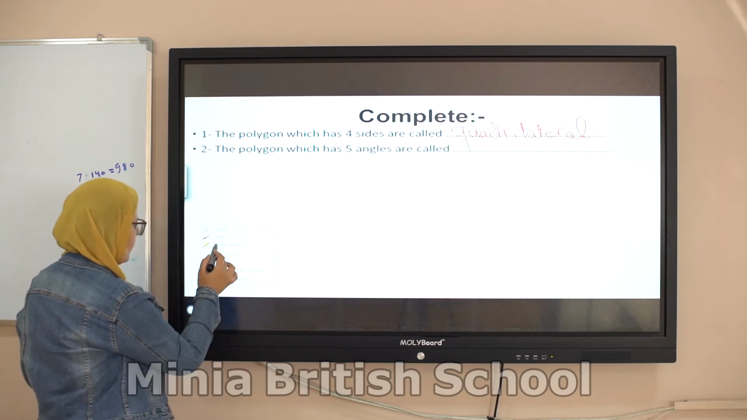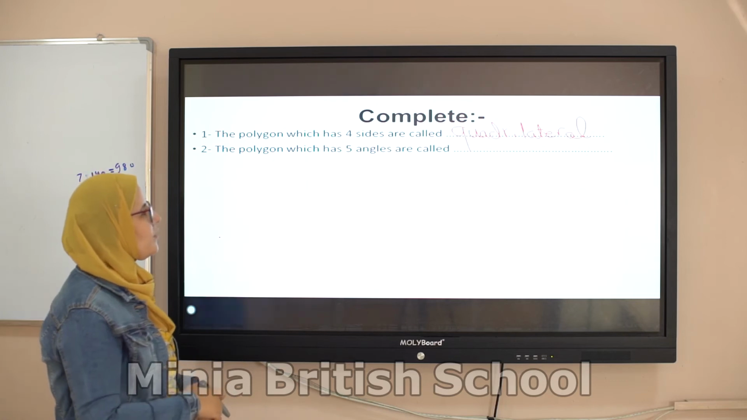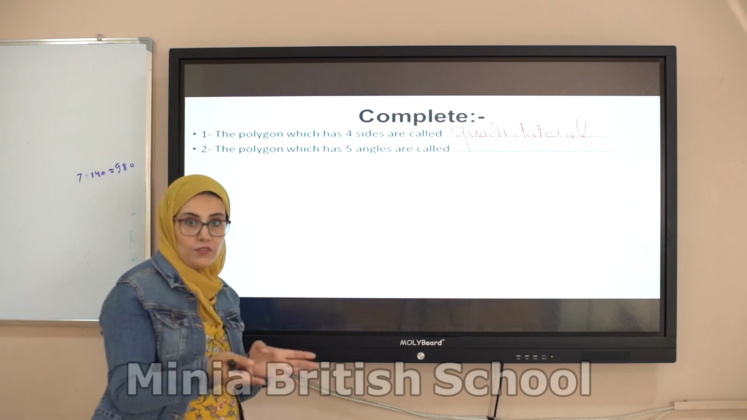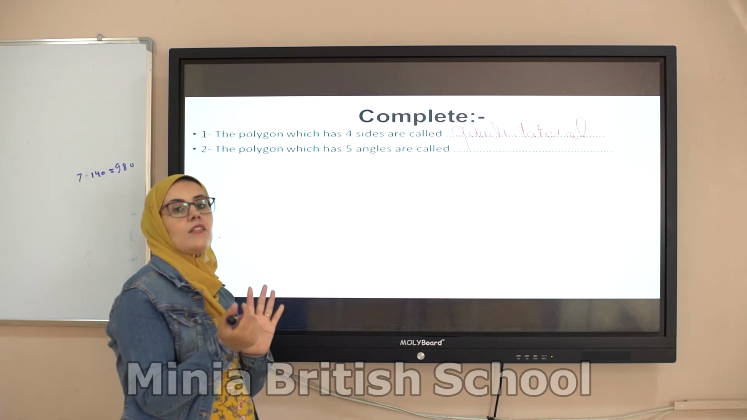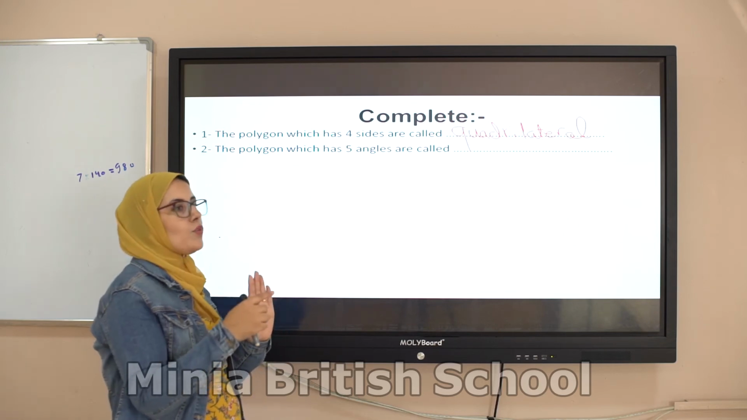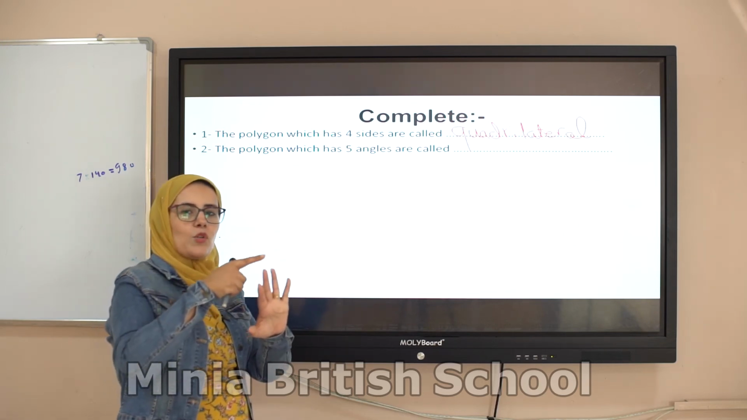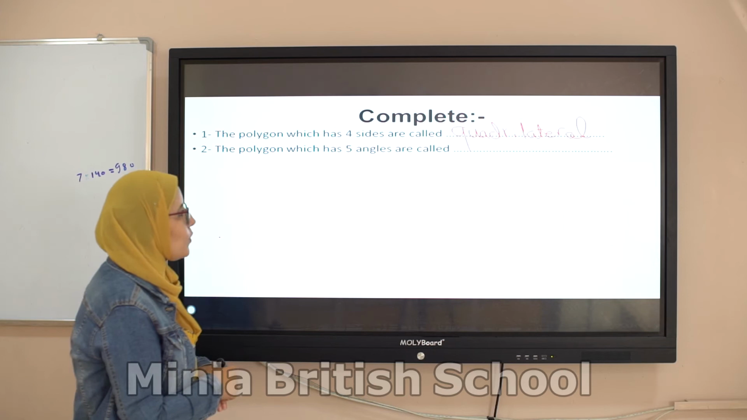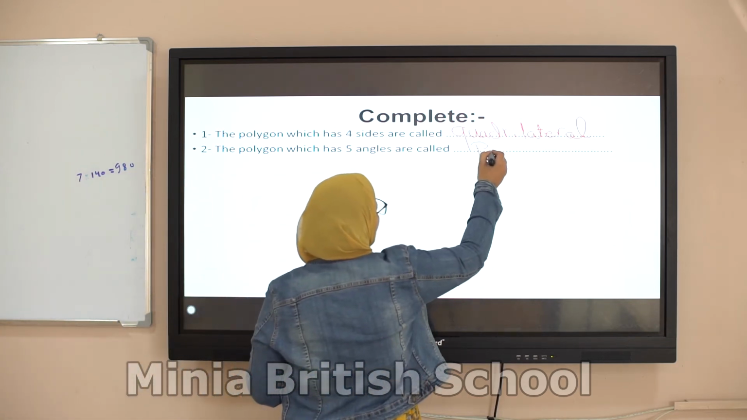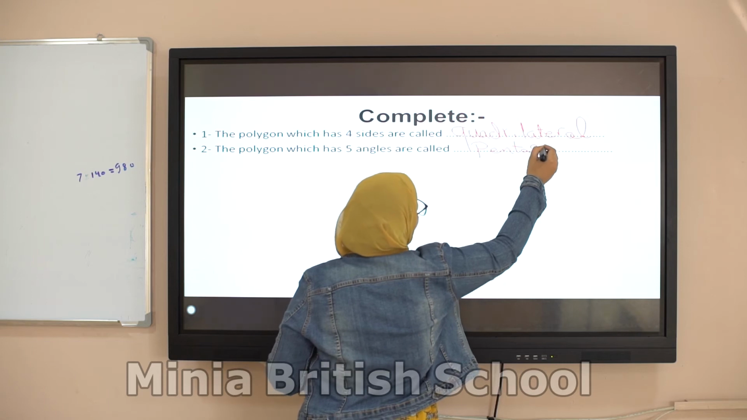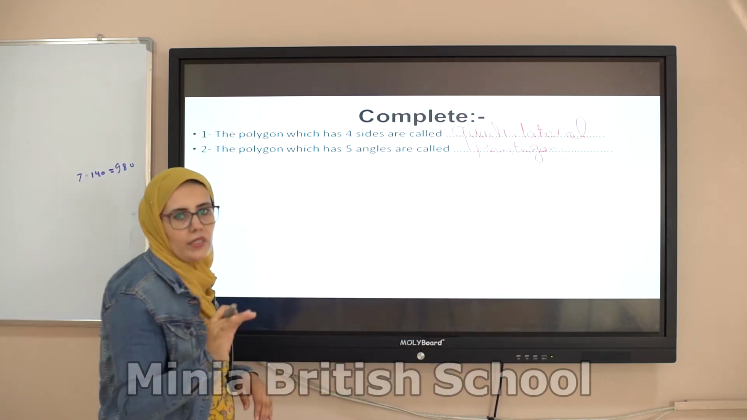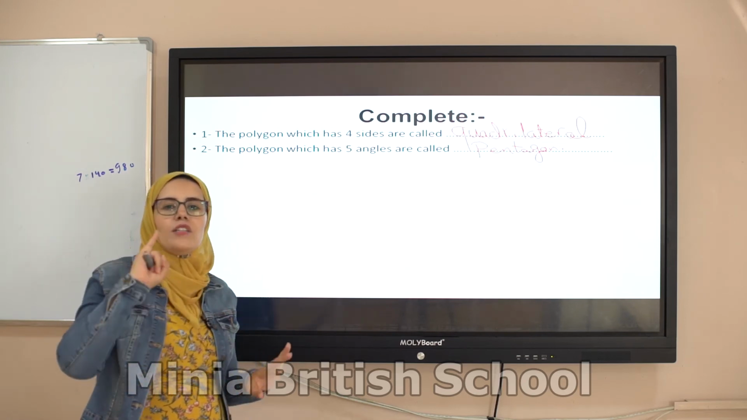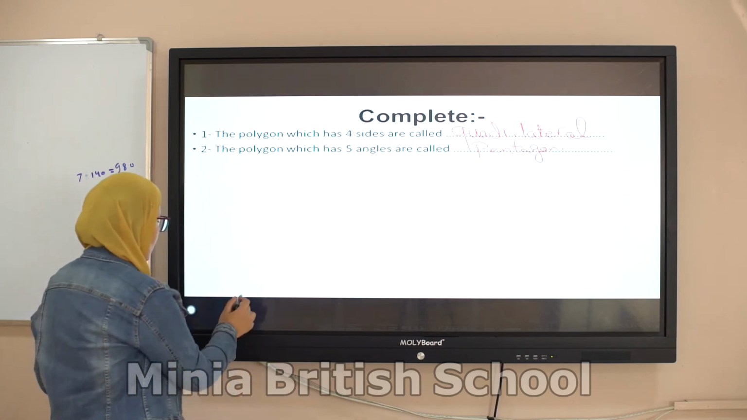The next one. The polygon which has five angles is called what? Here we give it five angles, which means five vertices or five sides, the same thing, because the number of vertices equals the number of angles equals the number of sides. So the polygon which has five angles is called a pentagon. You have to keep the names of the polygons well: triangle, quadrilateral, pentagon, hexagon, heptagon, octagon. Okay?